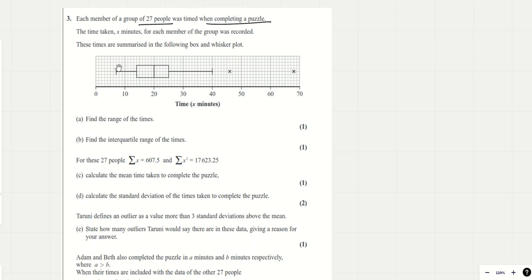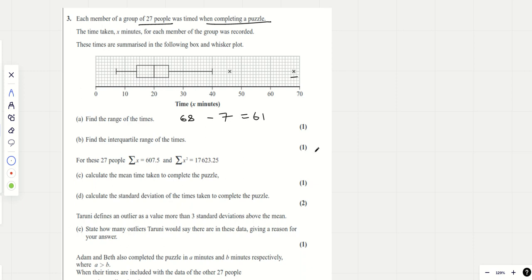Okay, so time taken in minutes for each member of the group was recorded, and clearly we've got a couple of outliers up here. We always denote them by a cross. Find the range in the times. Well, the range is going to be biggest, which is this outlier. You don't just ignore the outlier, minus smallest, which is 7, and so you get 61.